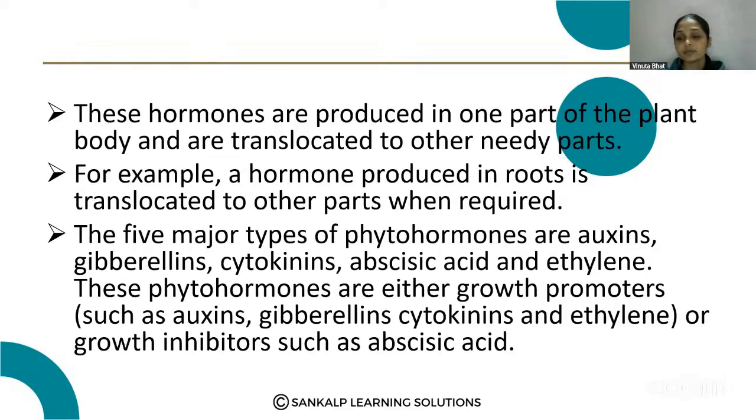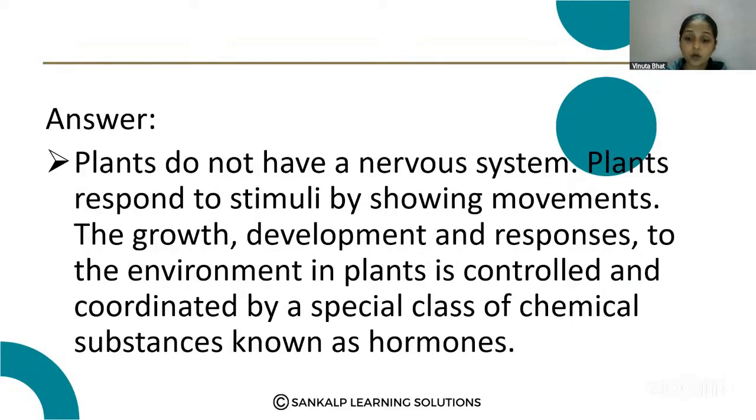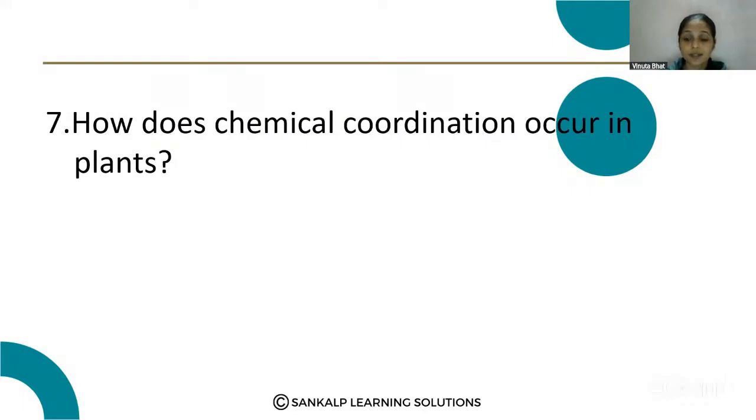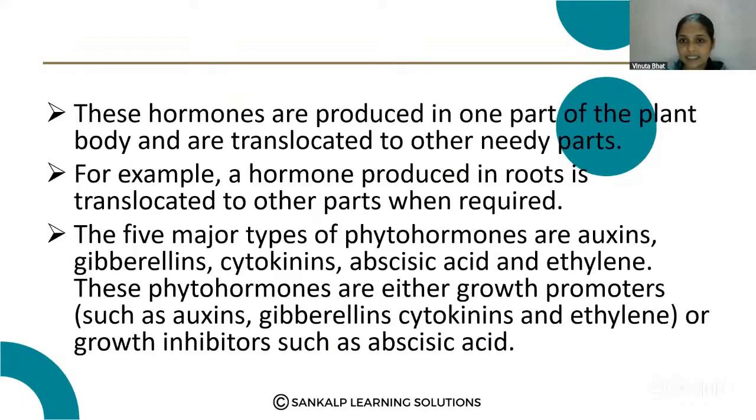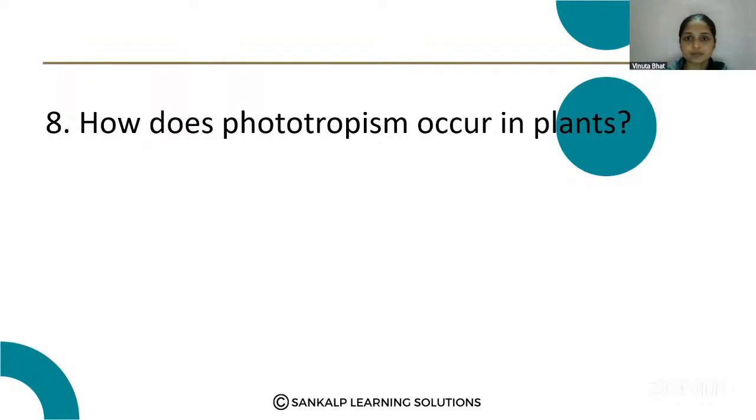So how does this control and coordination occur in plants? If you want the explanation, you can write how the auxins are synthesized and how cytokinins, gibberellins, and abscisic acid help for the control and coordination in the plant's body.